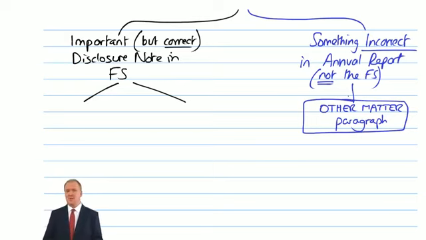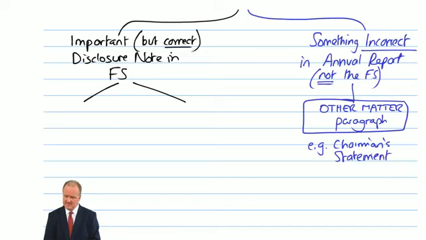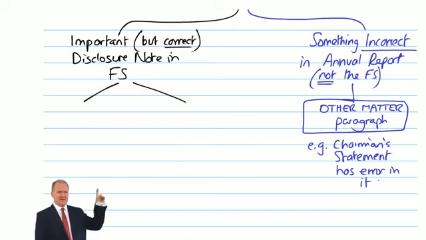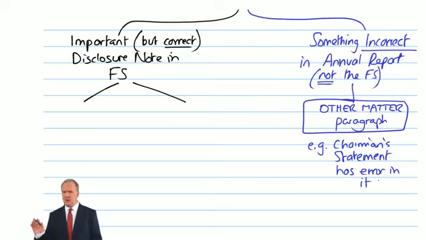And the most likely example you'd see of that on the exam, based on recent experience, is where the chairman's statement has some sort of error in it. But above me here, we've got the black stuff. It's important but correct disclosure note in the financial statements. So the accounts are right, but there's something that's been disclosed, some sort of explanation, which the auditors are very keen that the shareholders must have seen.